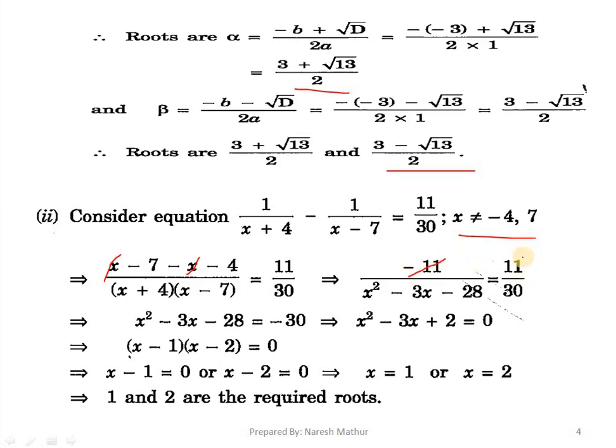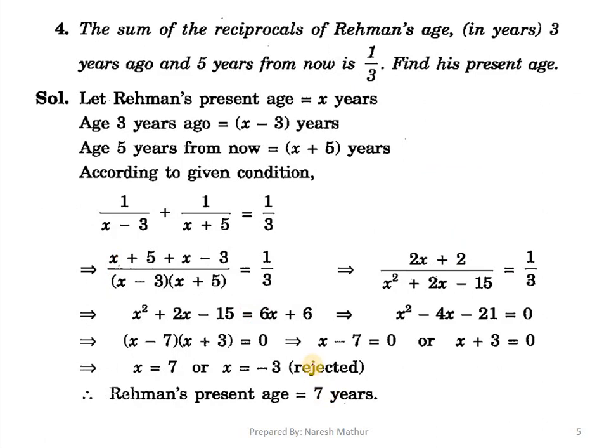For simplicity you can cancel this 11 by this 11 directly, so it will be minus 1 on one side and positive 1 on the other. So 30 into minus 1 will be minus 30, and multiplying the whole equation by minus 1 gives the same equation. After the transposition we get x square minus 3x plus 2 equals 0. Further it will be solved by simple factorization and we get 1 and 2 as roots.